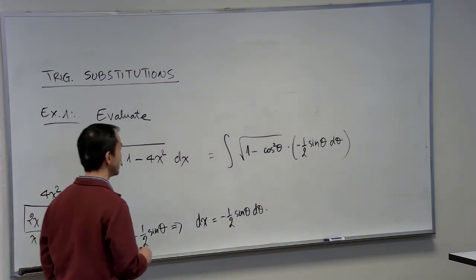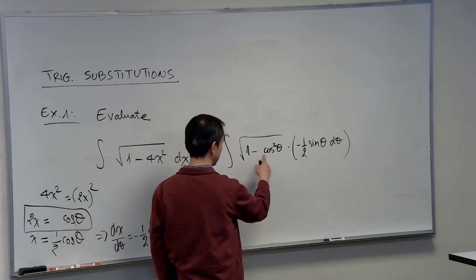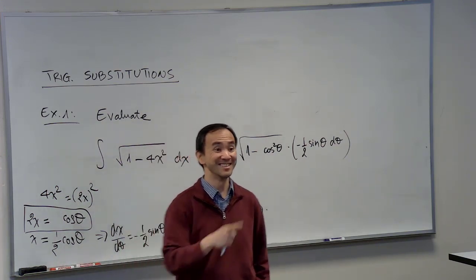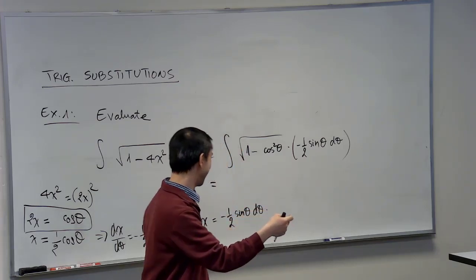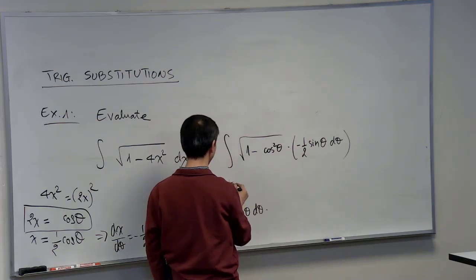All right. So now, do you recognize 1 minus cosine squared? Sine squared, right? Sine squared of theta. There you go. And so all together, I can pull that negative 1/2 in front of my integral.